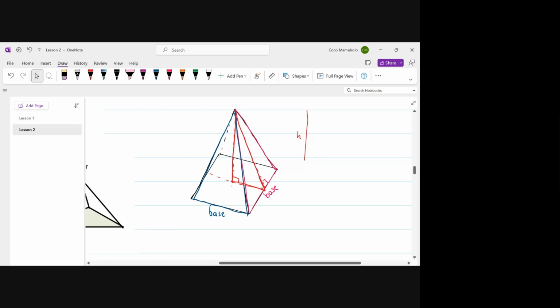Now if this thing hits smack dab in the middle of the shape, the distance from here to here is going to be the same as the distance from there to there. So it's going to be half of my base, right? So this side over here is going to be half of my base, right angle, and the slant height is going to be that side there.